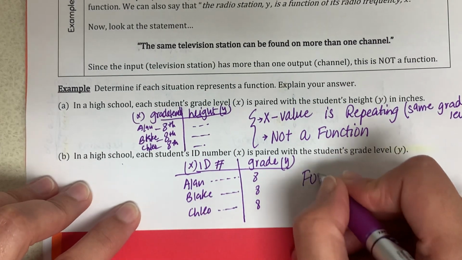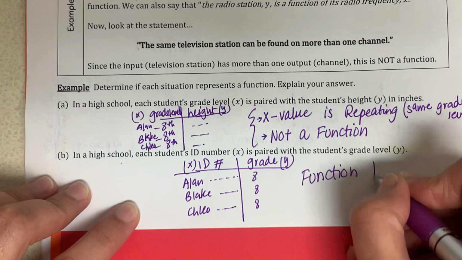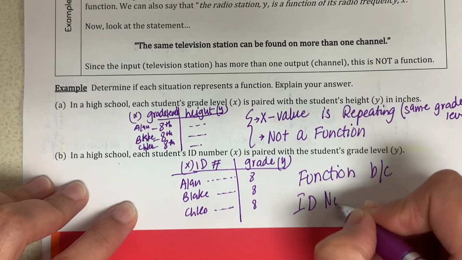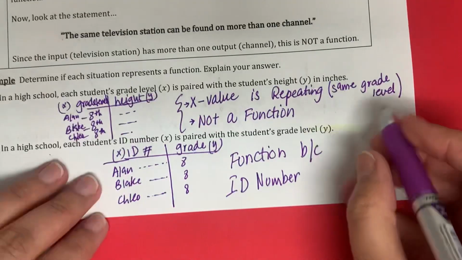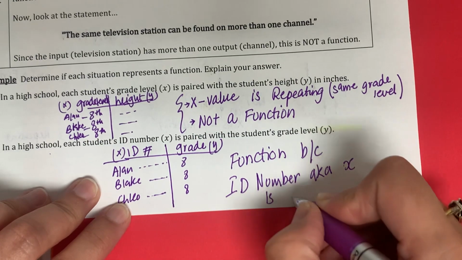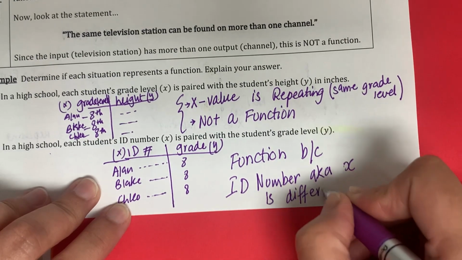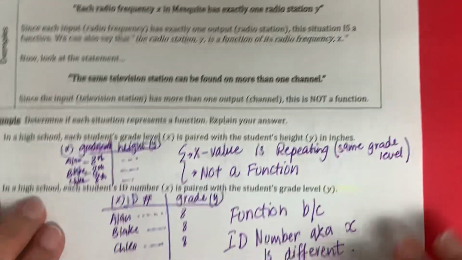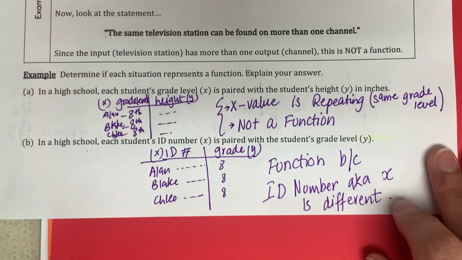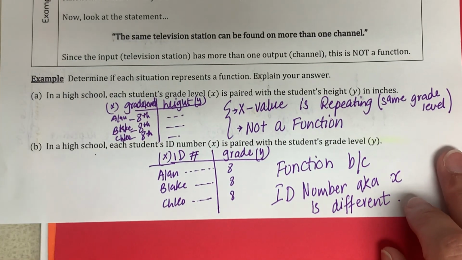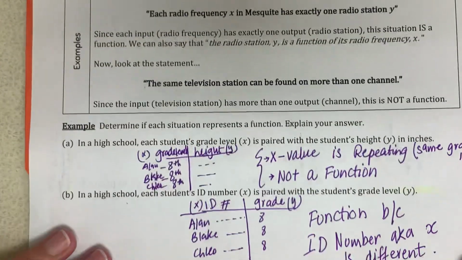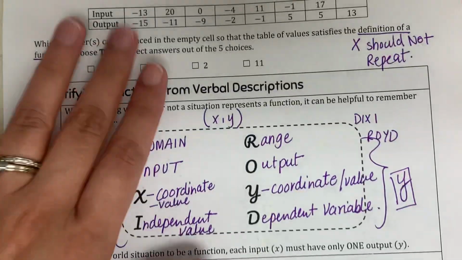So this is a function, because the ID number, which is also X, is different. When you have verbal descriptions, you have to think about the situation, how it goes, and making it related to you helps you understand better whether it is a function or not. Go ahead, finish this question really quick.